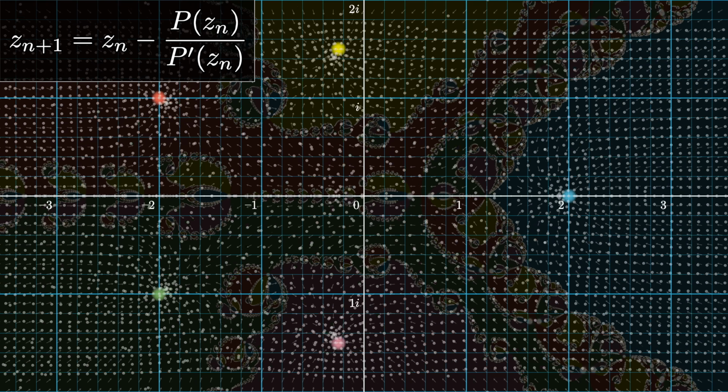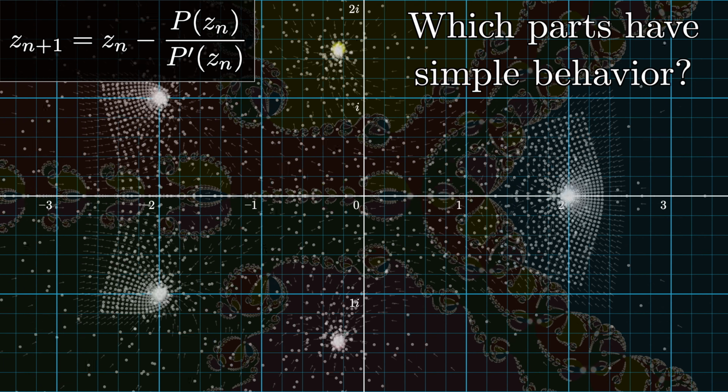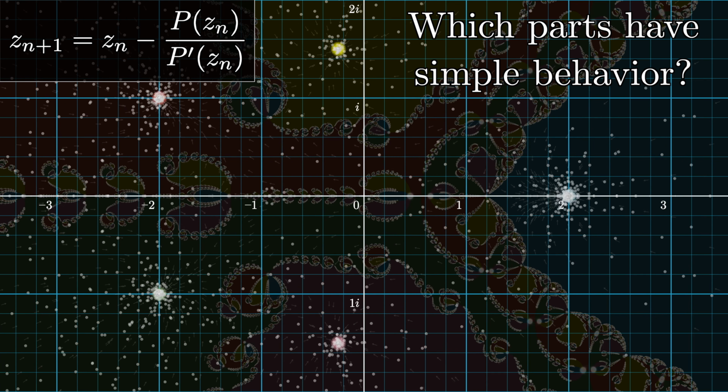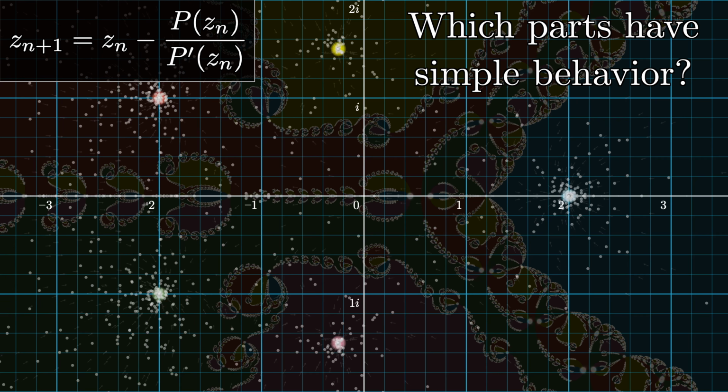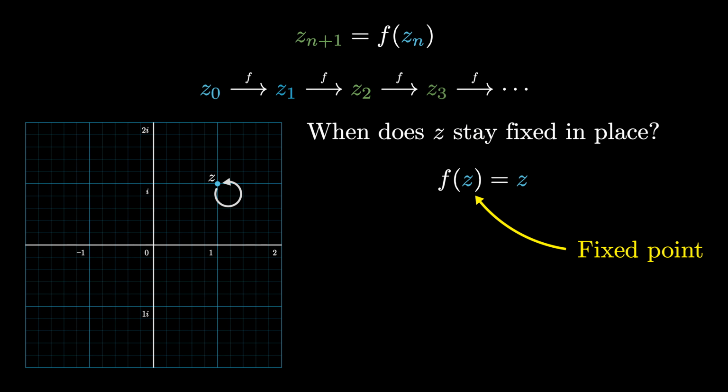Now, in general, if you want to understand something complicated, a good place to start is to ask if there are any parts of the system that have some simple behavior, preferably the simplest possible behavior. And in our example, that might mean asking when does the process just stay fixed in place, meaning f of z is equal to z. That's a pretty boring set of dynamics, I think you'd agree. We call a value with this property a fixed point of the function.